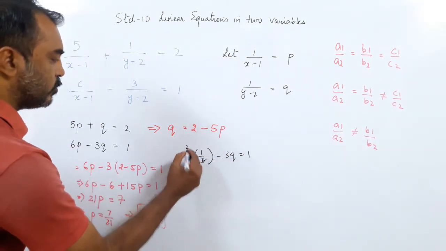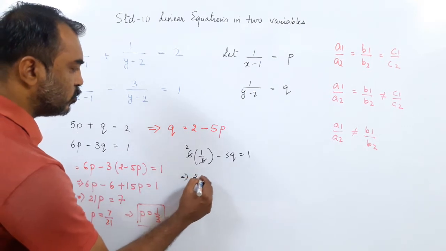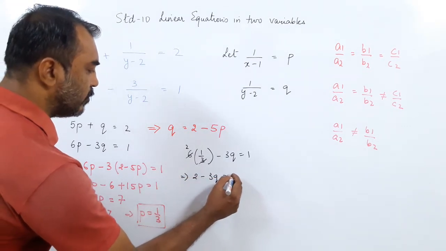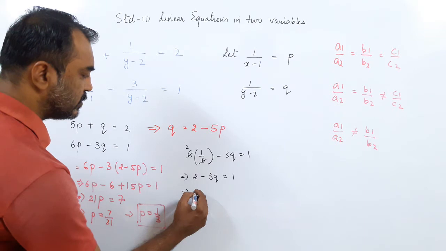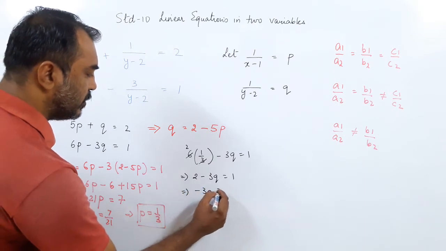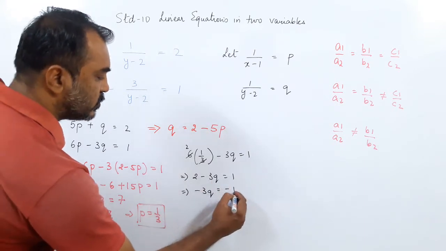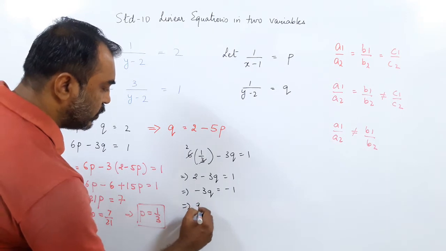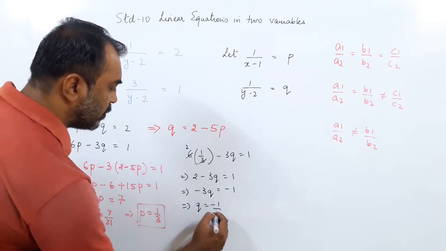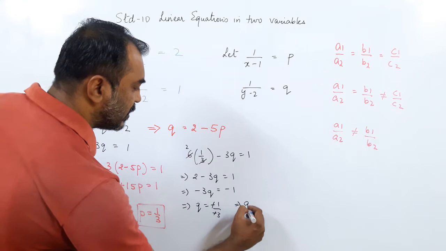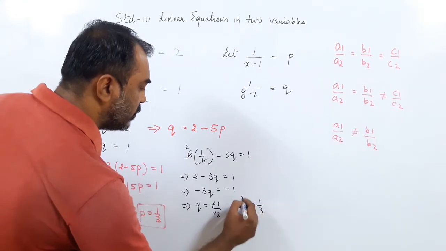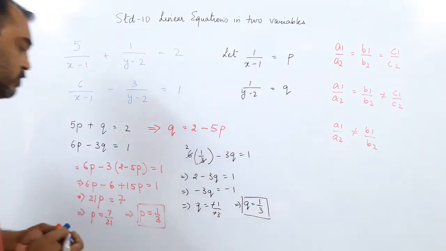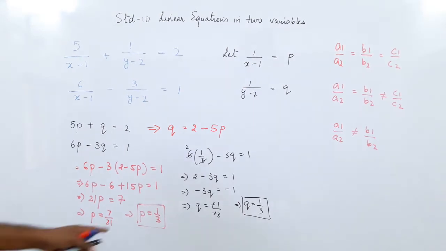3 1s are 3, 3 2s are 6, implies 2 minus 3q equal to 1. Implies minus 3q equal to, 2 goes on this side, 1 minus 2 is minus 1, implies q equal to minus 1 upon minus 3. The minus sign gets cut, I get q equal to 1 upon 3. So what have I got? p equal to 1 upon 3, and q equal to 1 upon 3. Both p and q are 1 upon 3.